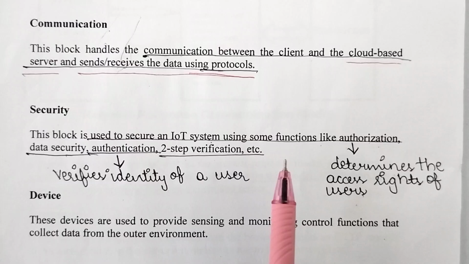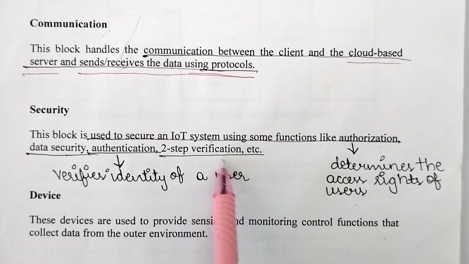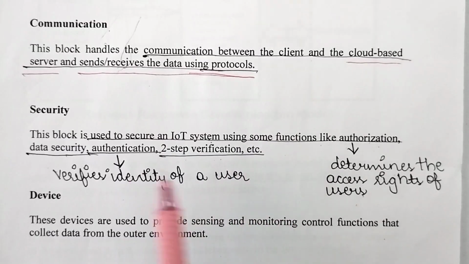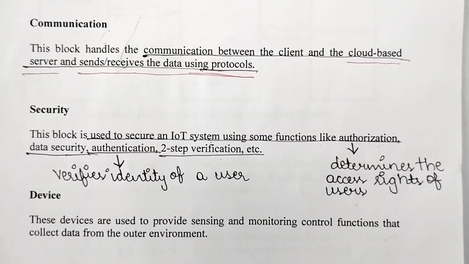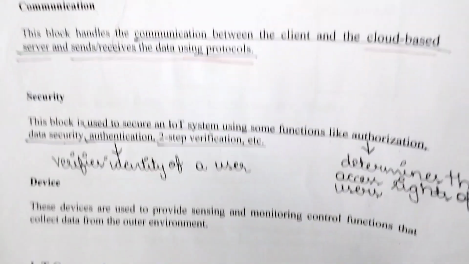So, using all these techniques, the IoT system ensures that these systems are safe enough and secure enough, and this functionality is provided by the IoT security functional block.